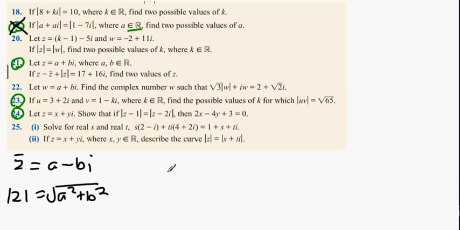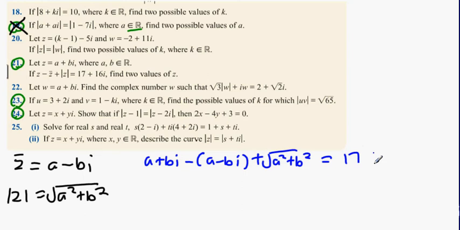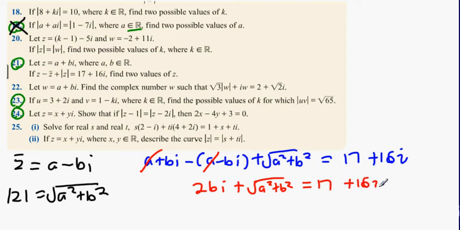So what we can say here is that z is a plus bi minus the conjugate, which is minus a minus bi, plus the modulus, which is the square root of a squared plus b squared. This has to equal 17 plus 16i. Now what happens here is that the a cancels with a, and we're going to get bi plus bi, which is 2bi, plus the square root of a squared plus b squared equals 17 plus 16i.